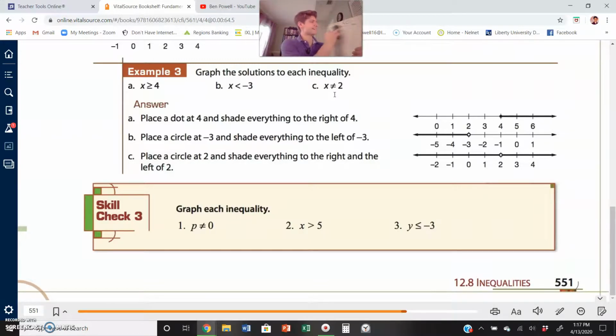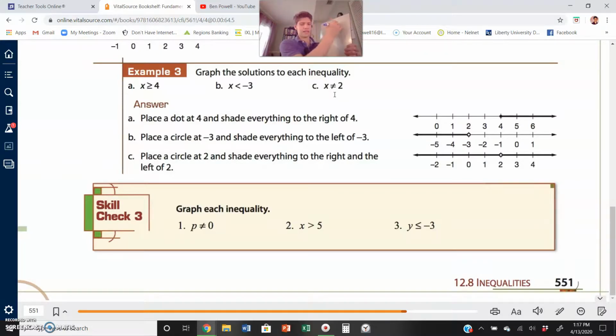Number 2, it says x is greater than 5. So here we put our number line. We put 5 here, 1 less, 1 greater. We say, oh, it's going to be an open dot, and the arrow is going to point this way. So that's our graph. Last one. See how quick this is?